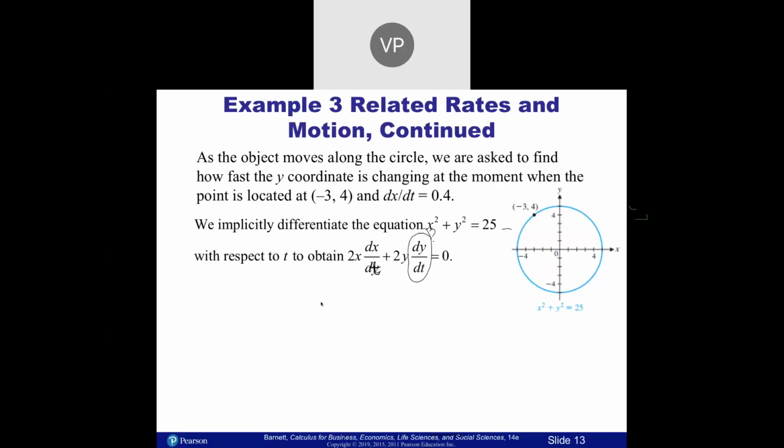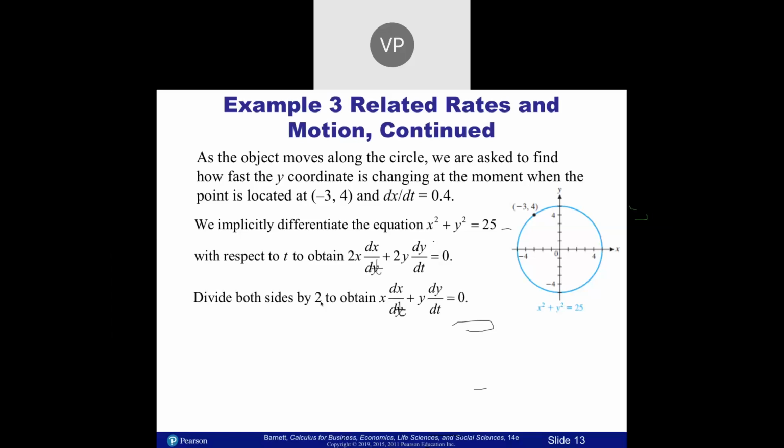So if I want to find dy/dt, I have to know x, I have to know dx/dt, and I have to know y. Well, thankfully, they told us all these. They told us dx/dt is 0.4. They tell you x because it's at a coordinate right here. x is -3 and y is 4. Those are the things that we're going to plug in to this equation right here. So that's what we're plugging in. Now again, there's a typo. That's supposed to be a dx/dt. Both of these.